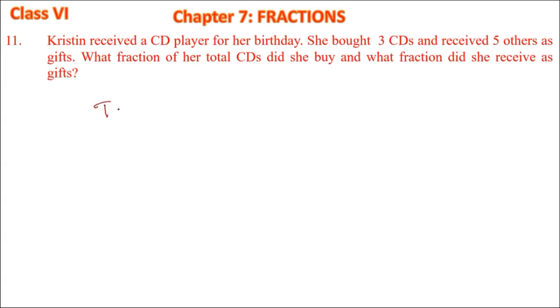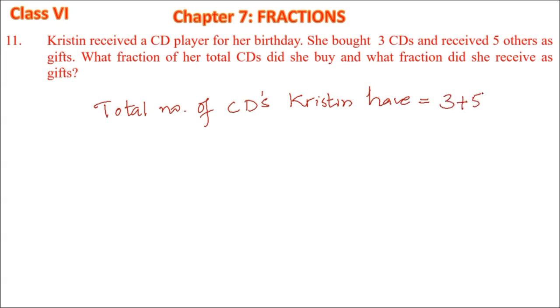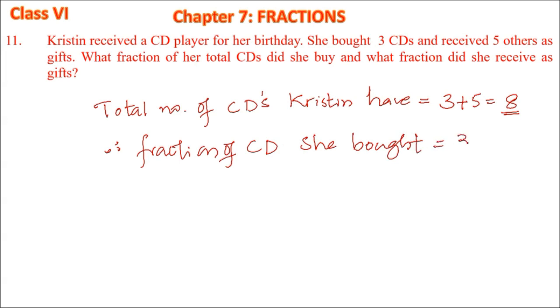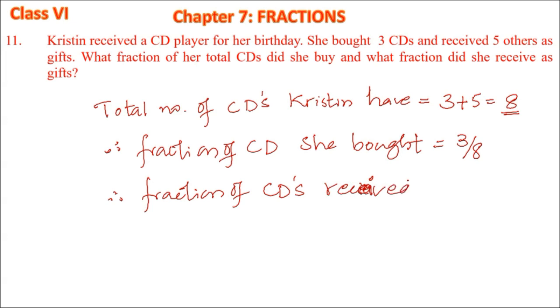Here we need to find out the total number of CDs Christine has. I have to write Christine have. This is 3 and 5 she got as a gift. Totally 8 are there with her. Therefore, fraction of CD she bought is 3 upon 8, and also fraction of CDs received as gifts is 5 upon 8. This completes the exercise.